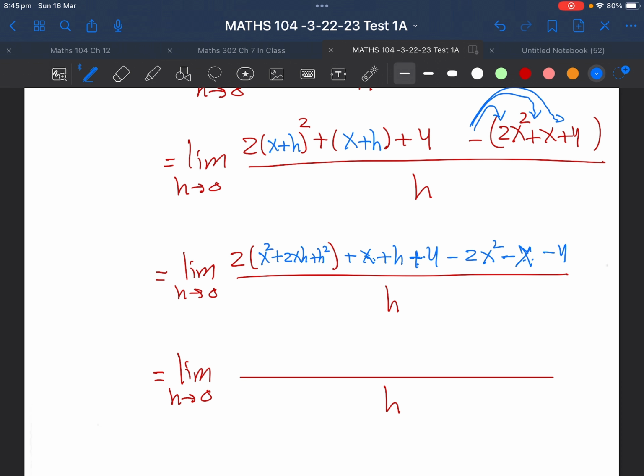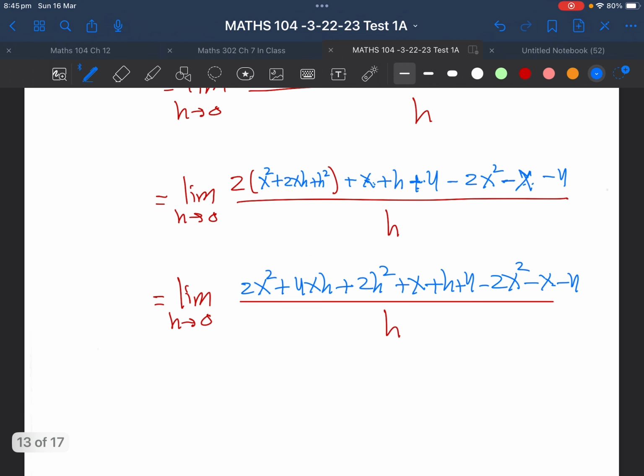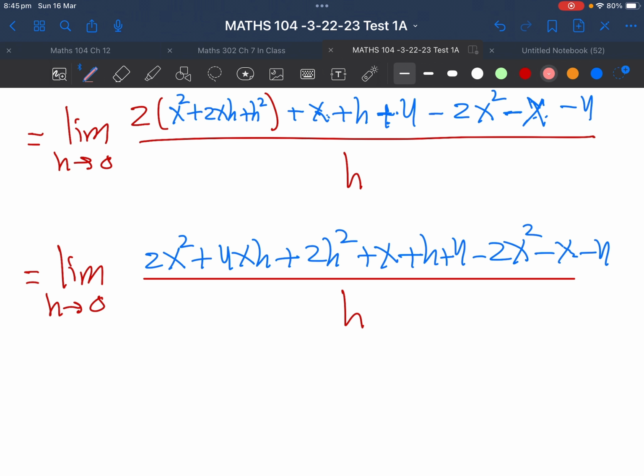Next, we just write down the function, so that we get 2x squared plus 4xh plus 2h squared plus x plus h plus 4 minus 2x squared minus x minus 4. And finally, we do the cancellations. If there are any cancellations, I can see that 2x squared with 2x squared. I can see x with x. I can see 4 with negative 4.